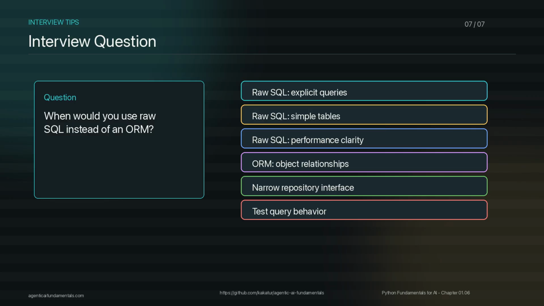An interviewer might ask, when would you use raw SQL instead of an ORM? A strong answer is, I use raw SQL when I need explicit queries, simple tables, or performance clarity, and an ORM when object relationships and repeated mapping become the main complexity. In both cases, I keep a narrow repository interface and test the query behavior.